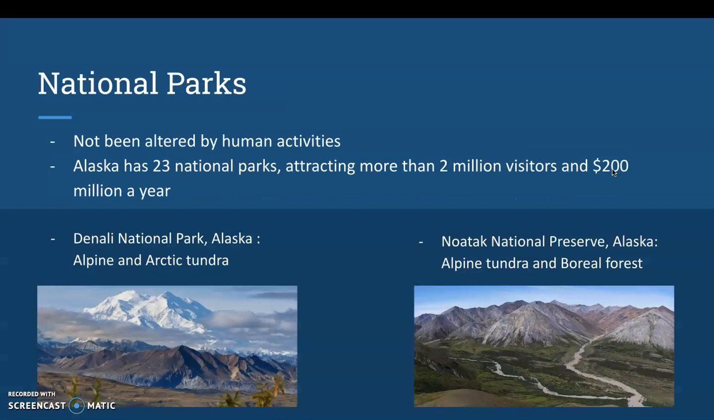National parks had not been altered by human activities, and most of the tundra national parks are in Alaska. It has 23 national parks, attracting more than 2 million visitors and $200 million in a year. Two examples are Denali National Park in Alaska, which contains alpine and Arctic tundra, and Noatak National Preserve, also in Alaska, which has alpine tundra and boreal forest.